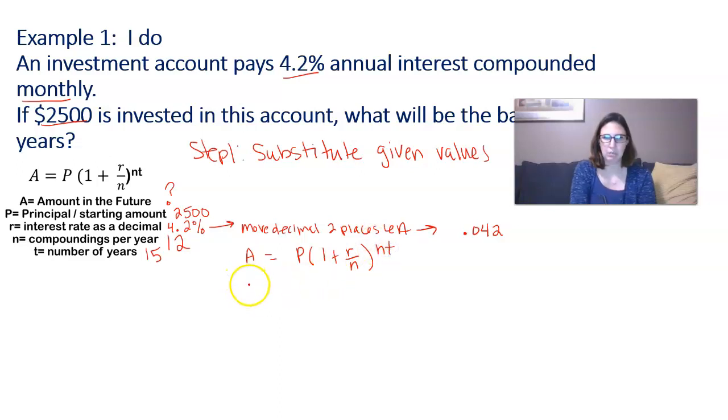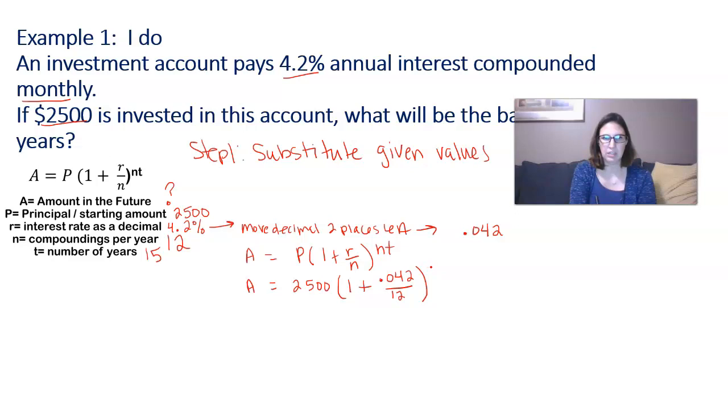So remember, we don't know what A is. That's what we don't know. We do have our principal, a starting amount, which is 2,500. What's going to go inside the parentheses is 1 plus the rate, which we have as 0.042, and then that's going to go over our n. That's going to happen once a month. In a year, there's 12 months. And this whole thing is going to be to the power of n times t.